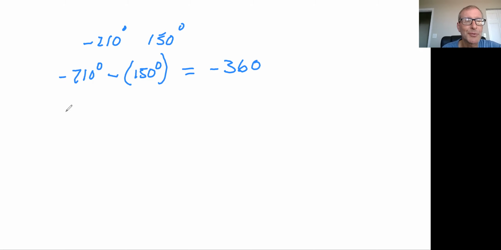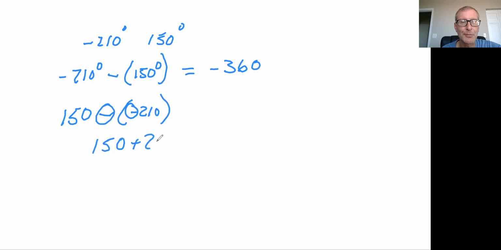Say we took 150 and subtracted a minus 210. What does that give us? You can see that these two minuses give us a plus, so it converts to 210 degrees, and that gives us positive 360. So the good news is it doesn't matter which way you do it. You either get a plus or a minus, so you don't have to think about it too much. Just pick which way you'd like to do it and see if you have a multiple of 360.